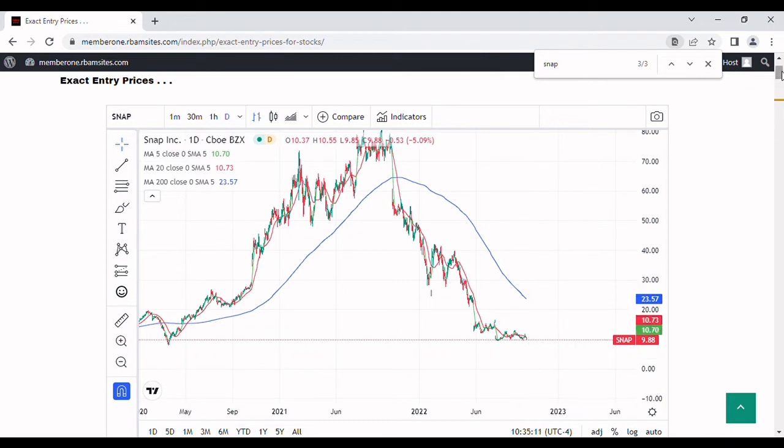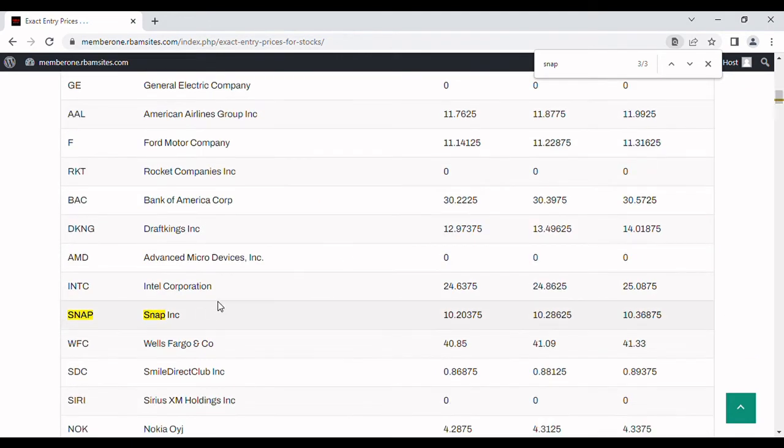Let's go down and take a look and see what RBAM Research says about it. It's got a buy rating on it. It's got 1-day holds from $10.20. These are 5 and then 20-day holds, so 1, 5, and 20-day holds. $10.20 to $10.36. Buying on Snap today, of course, for entertainment purposes only. You trade at your own risk.